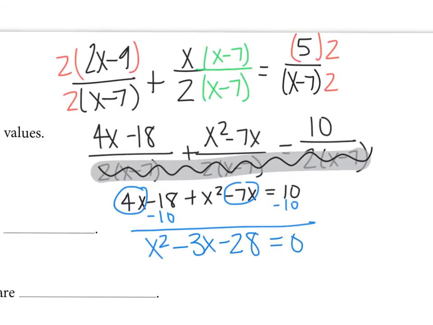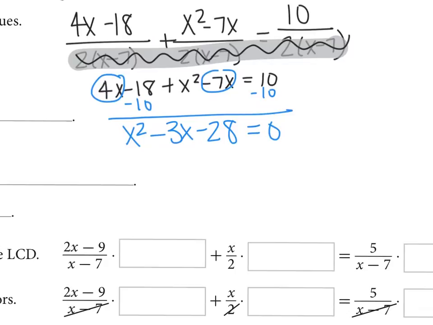equals 0. So I need to factor this so that I can solve it. Well, I'm looking for two numbers that when I multiply them, they give me negative 28, which means that I'm going to have a positive and a negative. And those same two numbers, when I add them, give me negative 3. So that's going to be a negative 7 and a positive 4. So now I can set each of those factors equal to 0.